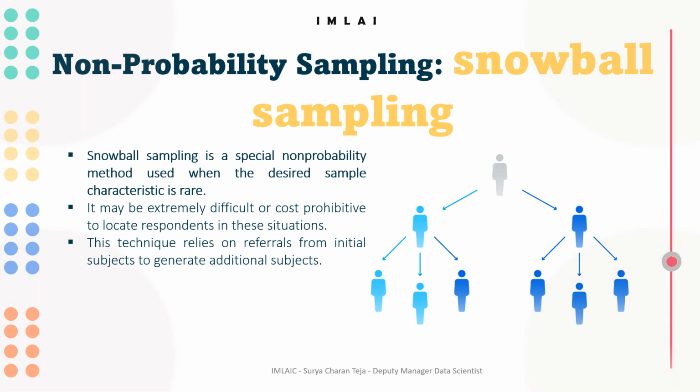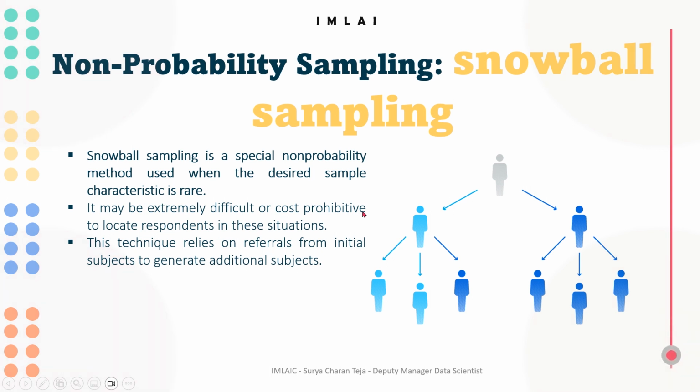So this technique relies on referrals from initial subjects to generate additional subjects. You will select one group first. The researcher identifies an initial group of individuals who meet the criteria, maybe by using judgmental sampling. So using judgmental sampling, he will select one group, and later the group has to take over the task.